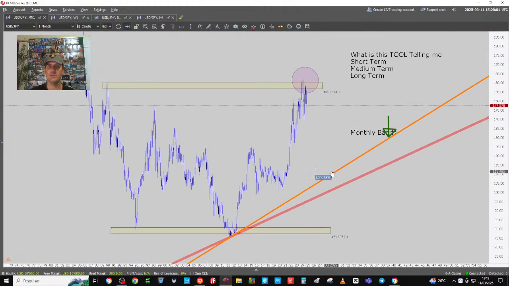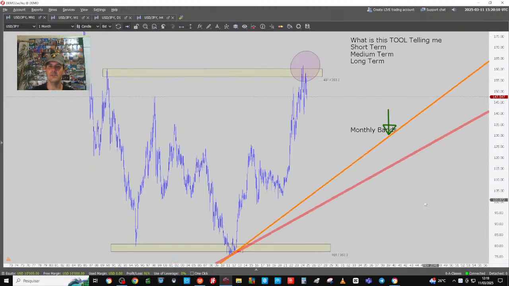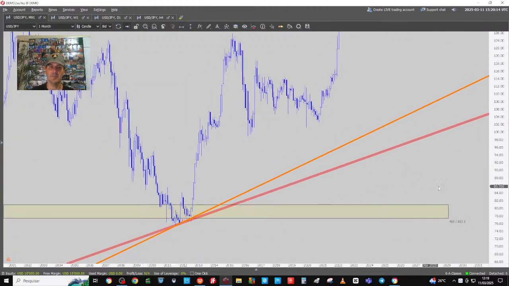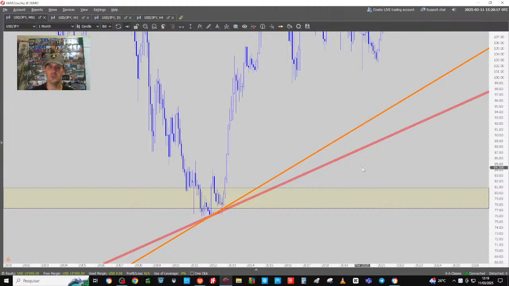Can you see, everybody, what is happening so far? It's not over yet, but the long-term uptrend line, the red one, is still up. The medium-term trend line on the monthly is still up. So I need to continue to chart.